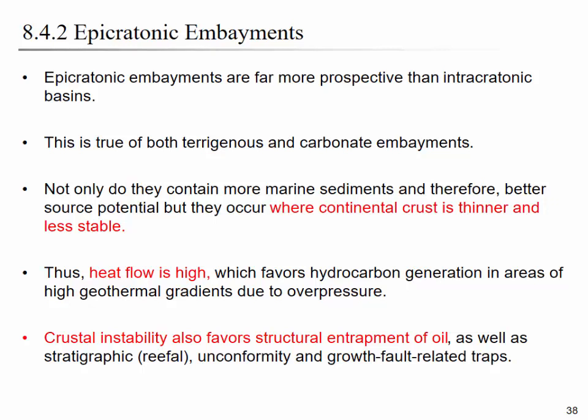So it has a higher likelihood to form the seal or trap structure. Heat flow is high, which favors hydrocarbon generation in areas of high geothermal gradient due to overpressure. Crustal instability also favors structural entrapment of the oil, as well as stratigraphic and unconformity and growth fault-related traps.